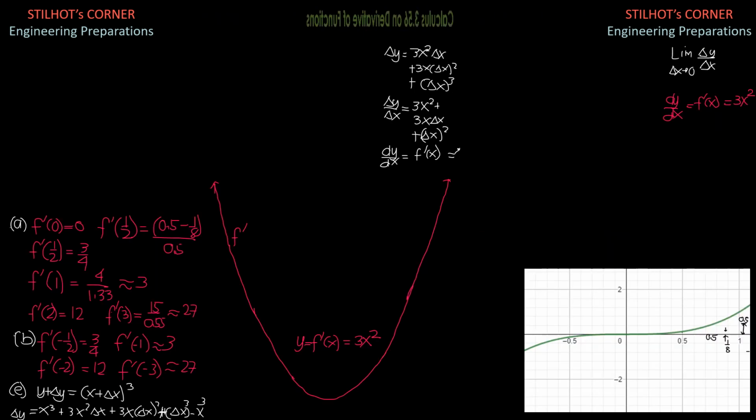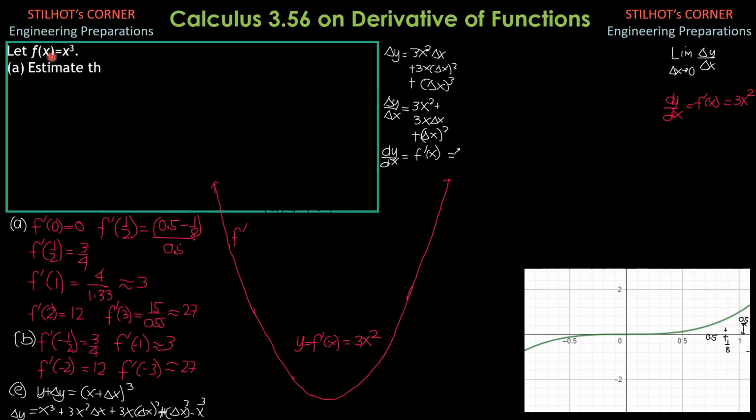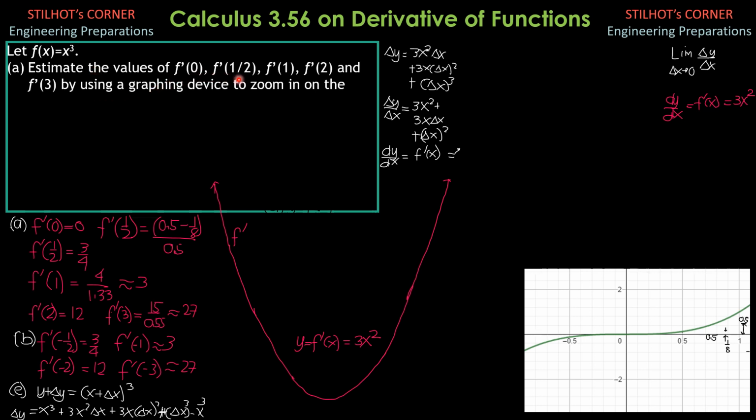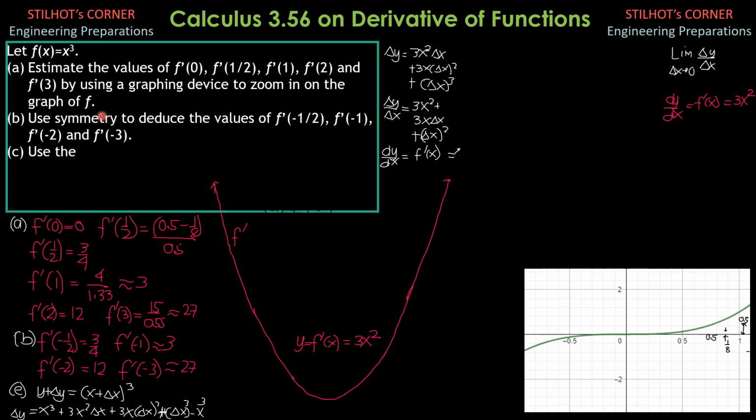So for the next problem, let f of x equals x cubed. Estimate the values of f prime of 0, f prime of 1 half, f prime of 1, f prime of 2, and f prime of 3 by using a graphing device to zoom in on the graph of f. So similar to the preceding problem.